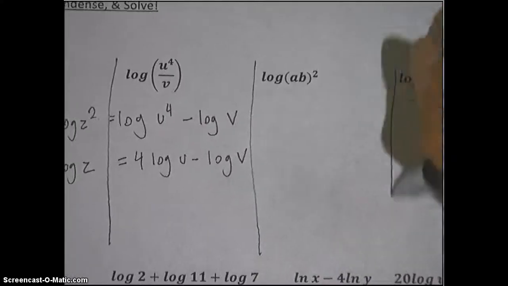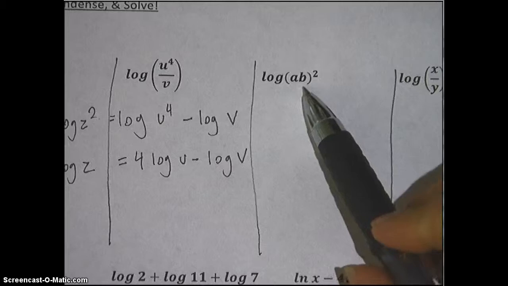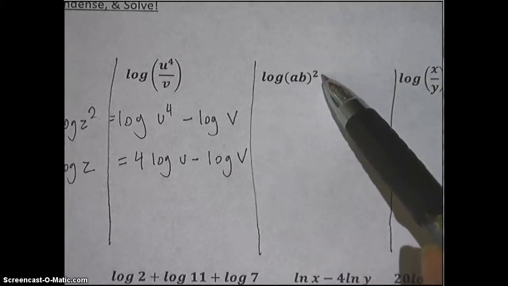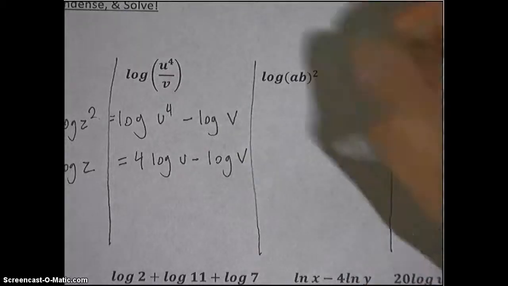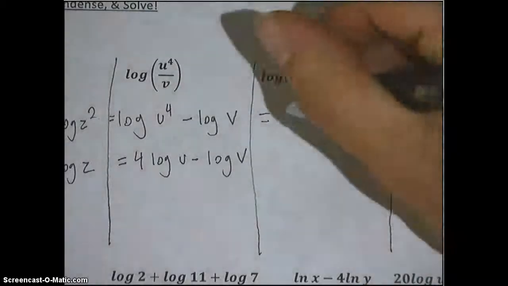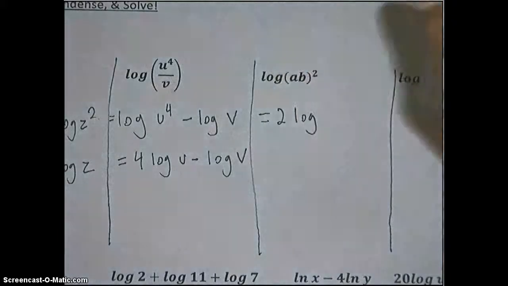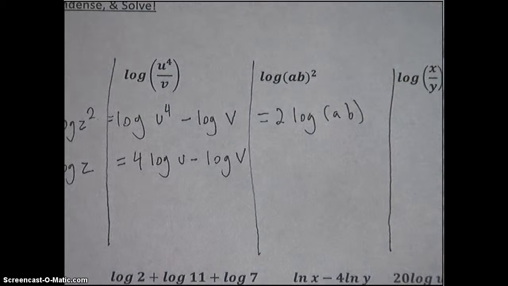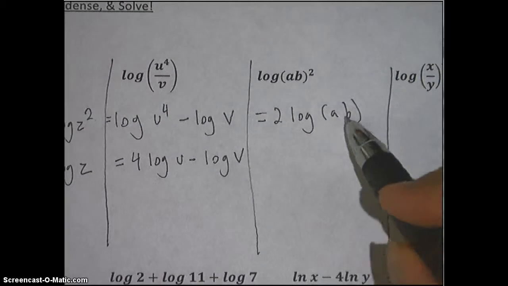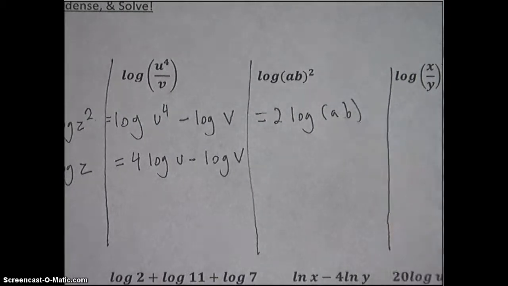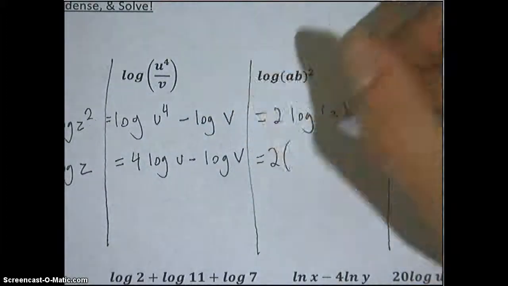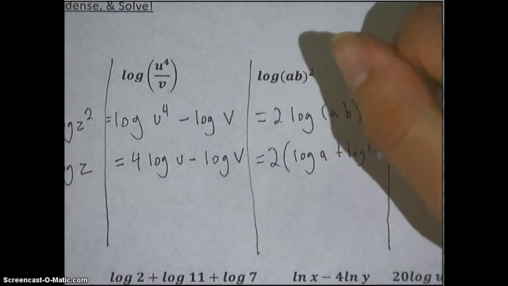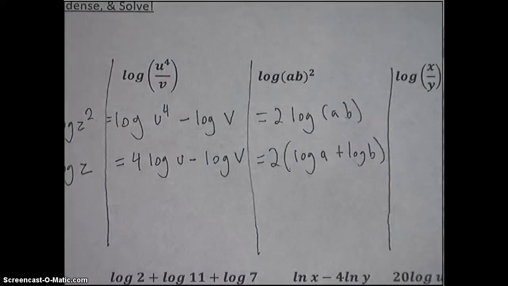Now let's talk about another multiplication problem. This is log of a times b squared. Well, first off, I've got a squared on the outside of the parentheses. I can go ahead and move that out front right now. So I can change that to 2 log of ab. Now I want to expand it into 2 logs. Since they're separated by multiplication, I'm going to change them to plus signs. So equals 2 parentheses log of a plus log of b. That's the fully expanded form.